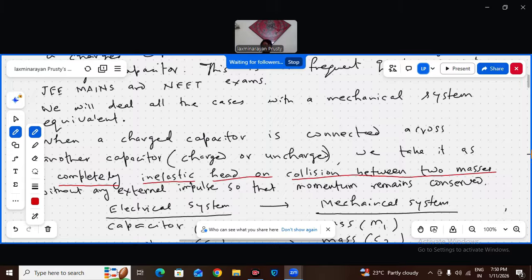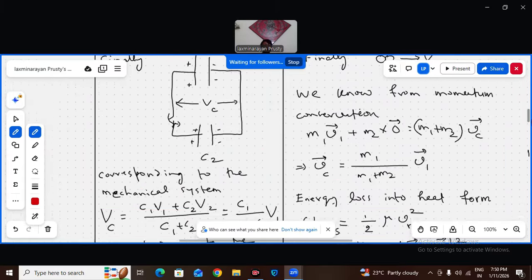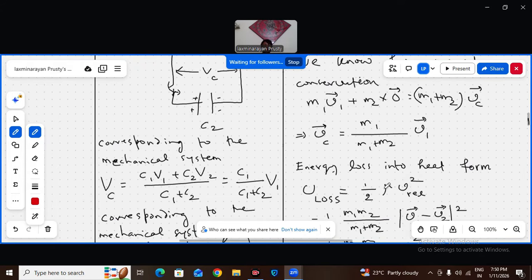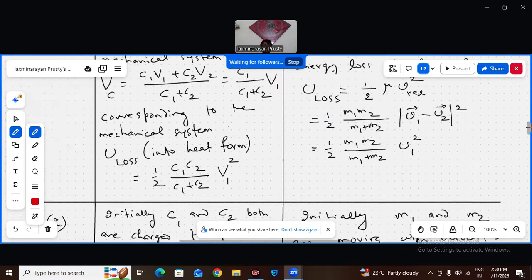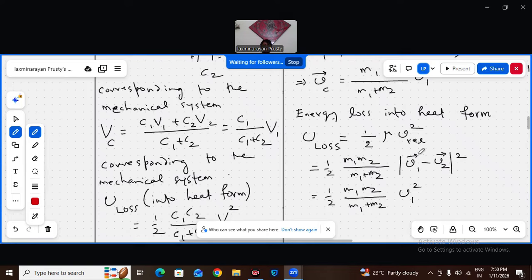So in a completely inelastic head-on collision, what I wrote here, energy loss is half mu into v relative square. Relative velocity means relative velocity between M1 and M2 before collision, and after collision relative velocity is not there because they are sticking. It is a perfectly inelastic head-on collision. There is no relative velocity after, but this is relative velocity before collision. So how much is it in this case? V1 minus V2 magnitude will be v1 vector minus v2 vector. v2 is null vector, so v1 square. So this is what I wrote, U loss.